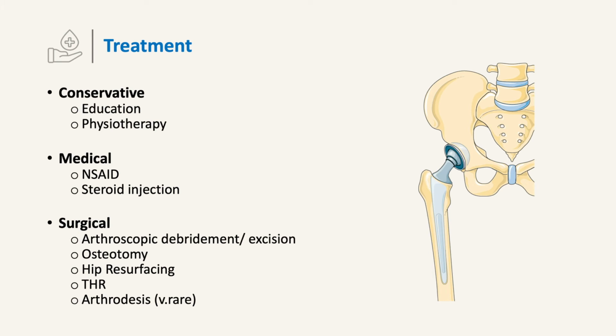Conservative treatment includes patient education and activity modification. For example, offering the patient a walking stick can give them some symptomatic relief. Also, physiotherapy is useful to encourage their range of motion and build up the muscle strength around the hip joint to avoid exacerbations of pain. Medical treatments, including non-steroidal anti-inflammatory drugs and other painkillers, are used, and steroid injections into the hip joint can give some temporary symptomatic relief.